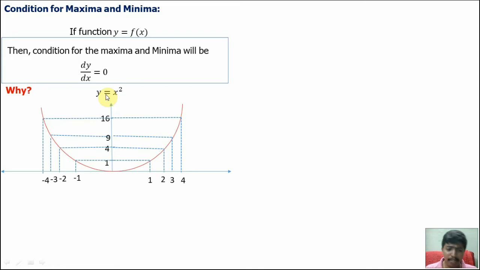Then substitute negative values. When x is equal to minus 1, y is equal to 1. X is equal to minus 2, y is equal to 4. X is equal to minus 3, y is equal to 9. X is equal to minus 4, y is equal to 16. Mark these values, plot the graph, and you will get this graph. Now find the first derivative. The first derivative means slope. For a straight line, the slope will be a uniform constant, but here the slope changes.